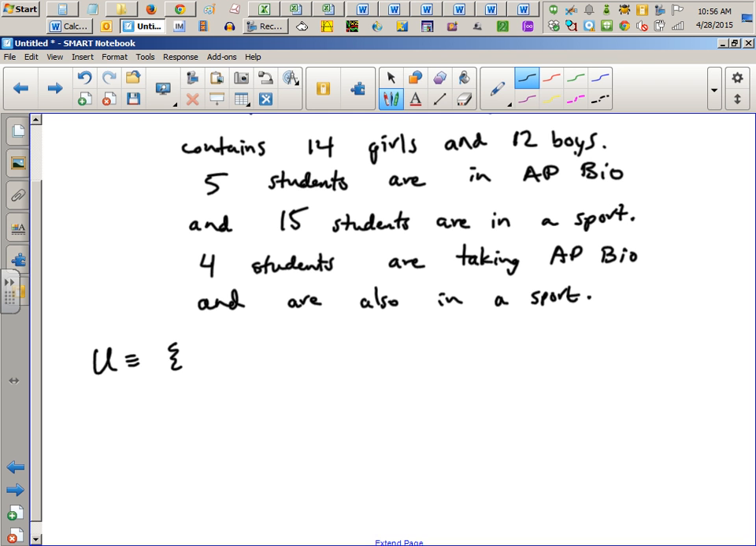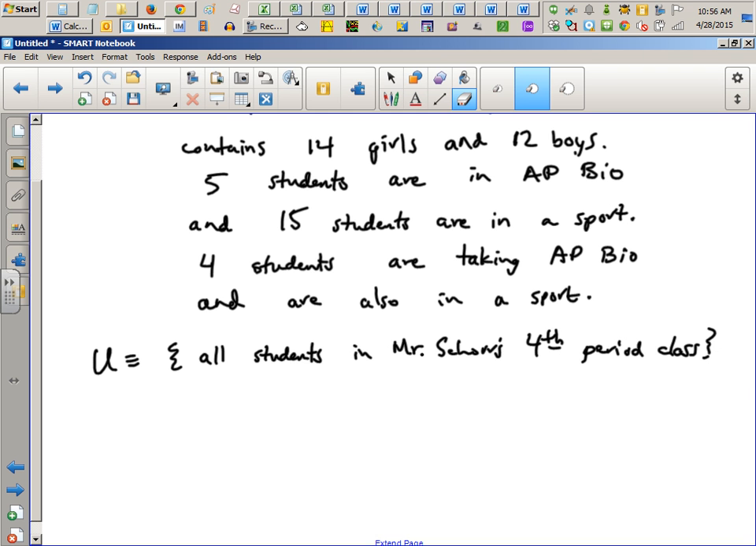The universal set is defined as all students in Mr. Shore's 4th period class. It's really important that you write that whole thing because you don't want to say it's all students. That implies other kids outside this room. You don't want to say in Mr. Shore's class because I actually have 112 students, whatever, 120. We only want to talk about Mr. Shore's 4th period class. This is the universe. Any other sets we write down have to be subsets, proper or otherwise, of this universe.